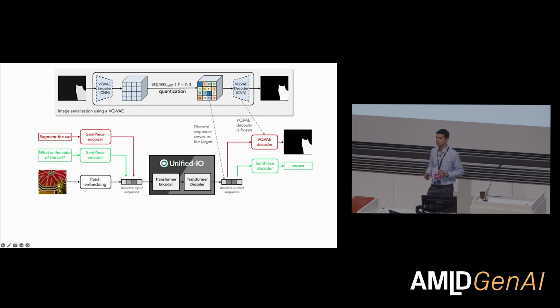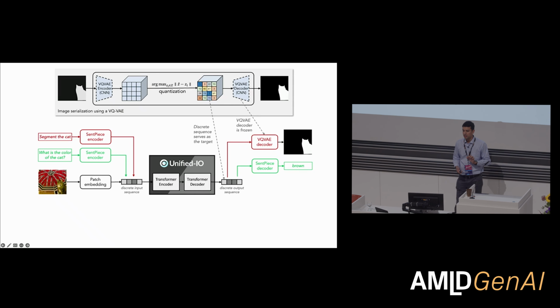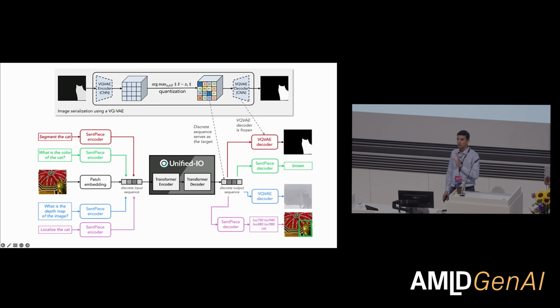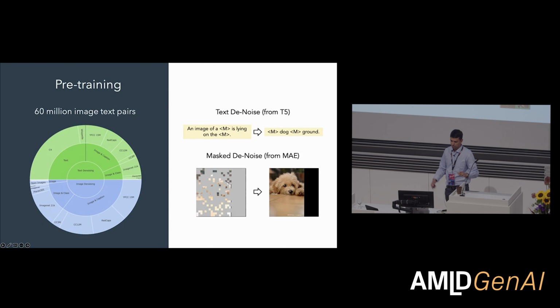And so now when you're training a transformer decoder, if you want to predict a binary mask, what you need to do instead is to predict the discrete sequence that corresponds to a binary mask. And then once your model predicts this sequence, you simply use an off-the-shelf VQ-VAE decoder in order to get back the original image. I'm demonstrating this only on a binary mask, but this trick applies more broadly. Anything that you can serialize and deserialize can now be supported by Unified I/O. And so now you can do things like depth masks, bounding boxes, and so on and so forth.